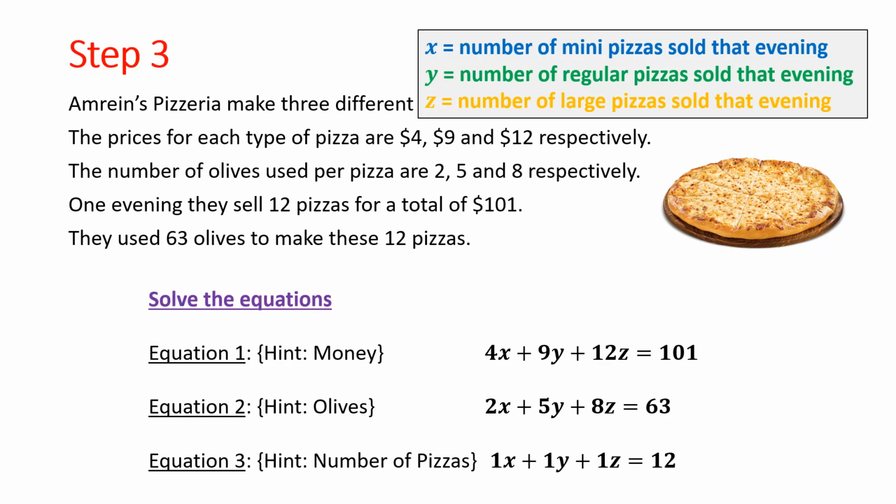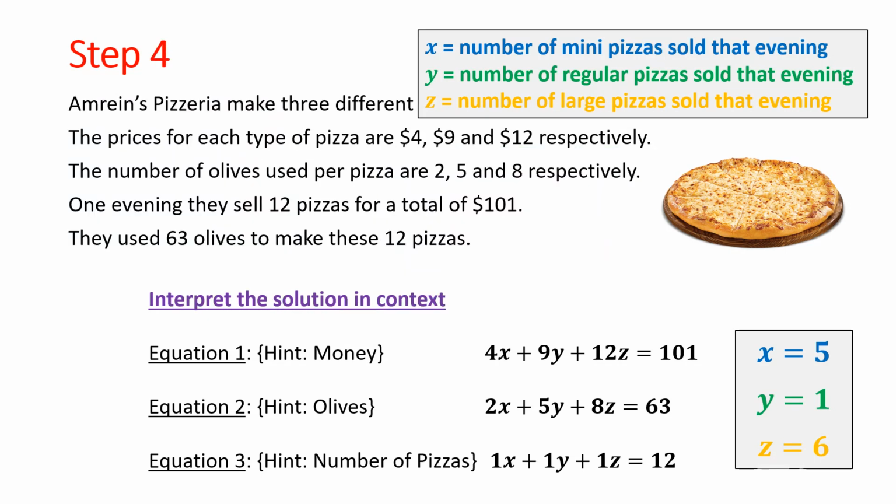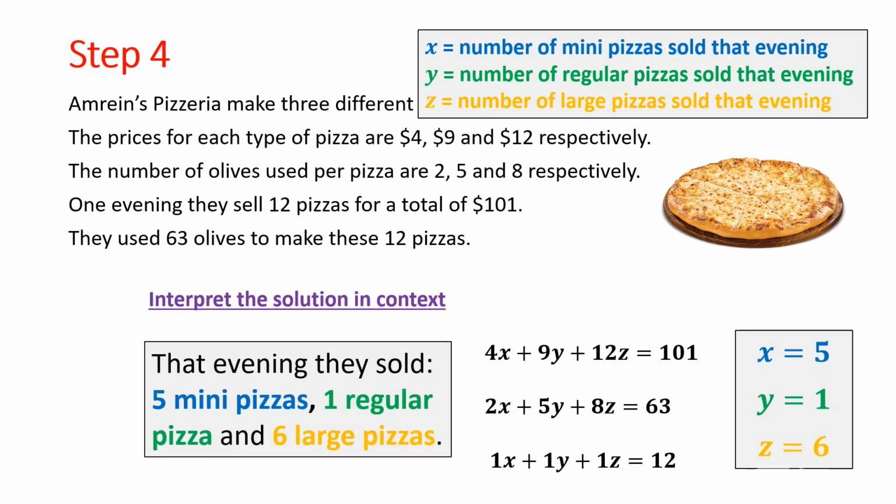All right, step 3, we're going to solve these equations. We're going to use our graphics calculator. We showed you how to do this in video 1. So we're going to solve it to get x equal to 5, y equal to 1, and z is equal to 6. So our last step is to interpret the solution in context. That just means write down what does it mean. It means that evening they sold 5 mini pizzas, 1 regular pizza, and 6 large pizzas.